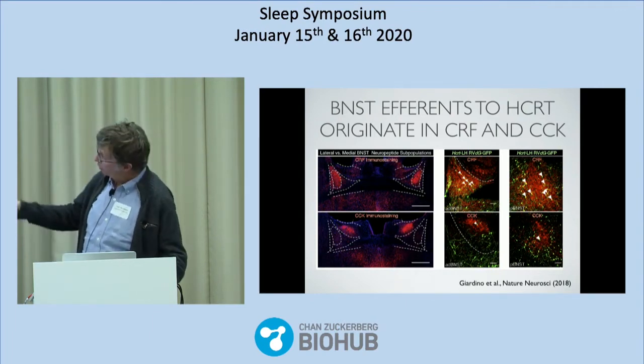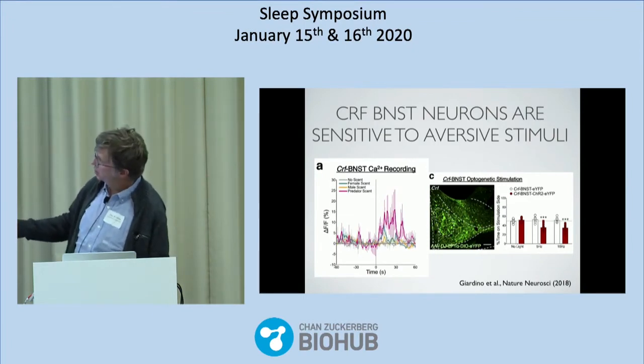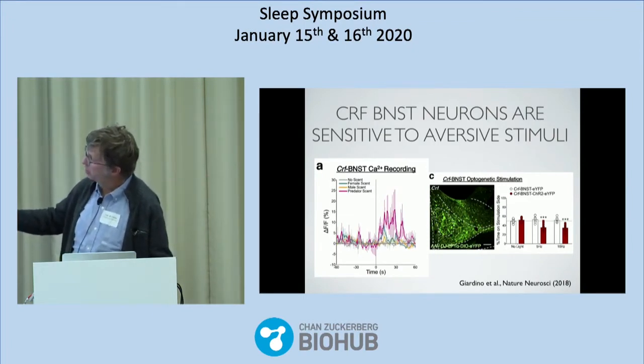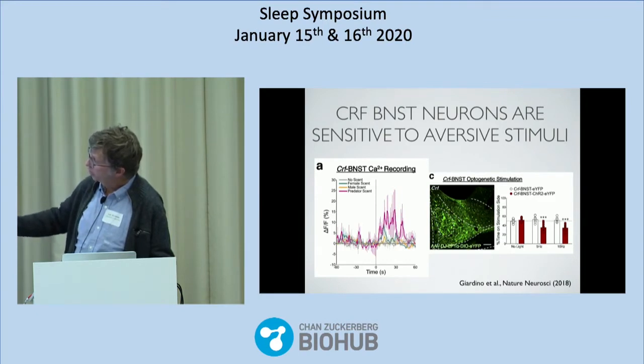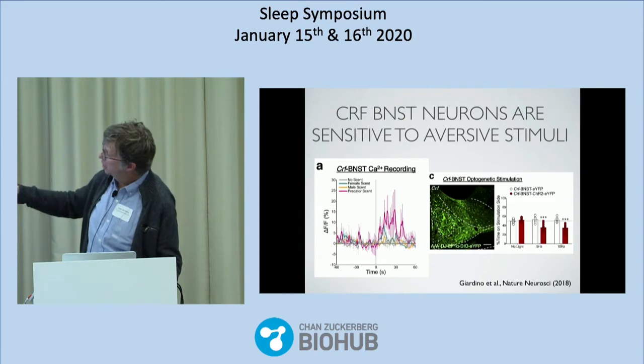And both project to hypocretin. What's interesting is that CRF neurons in the BNST are sensitive to aversive stimuli. So this is a photometry trace of calcium activity in these CRF BNST neurons. They're sensitive to predator scent, but not to rewarding stimuli. And stimulation of these neurons is aversive.